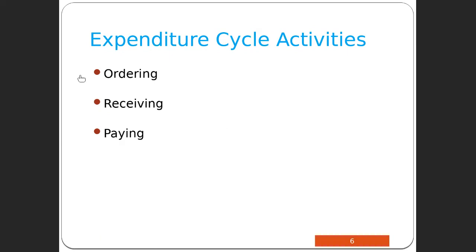Now we come to the 3 steps in the expenditure cycle: ordering, receiving, and paying. Now you remember, how many steps did we have in the revenue cycle? Who can remind us? Anyone here? How many steps we had? How many activities we had in the revenue cycle? Anyone?